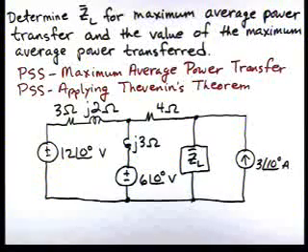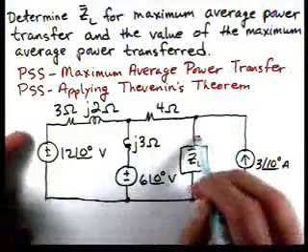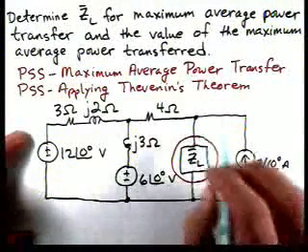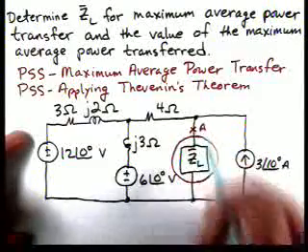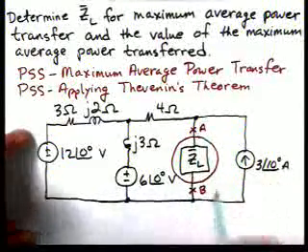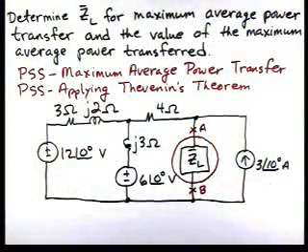If we look at our strategy for maximum average power transfer, it says remove the load ZL and find the Thevenin equivalent. So here's our load ZL. We're going to remove it. I'll show terminals A and B, and we're going to find a Thevenin equivalent at points A and B. Then once we have the Thevenin equivalent, we'll reconnect ZL and apply the maximum power transfer theorem.